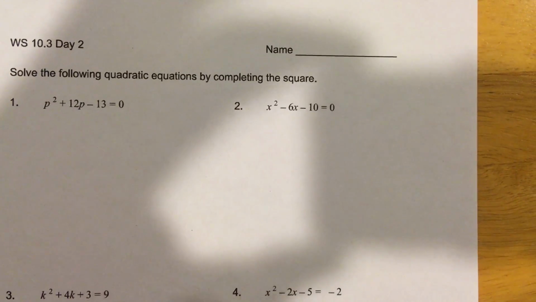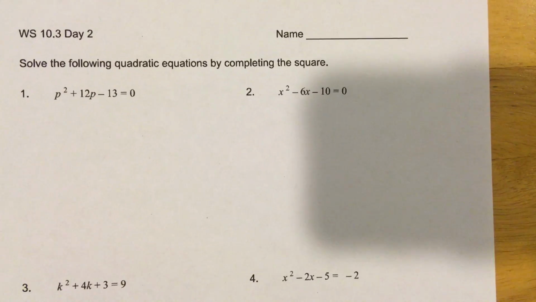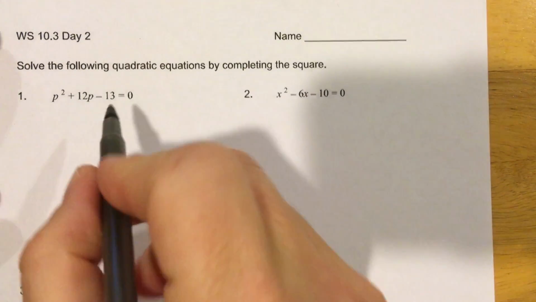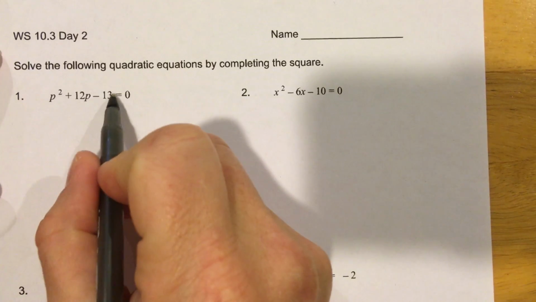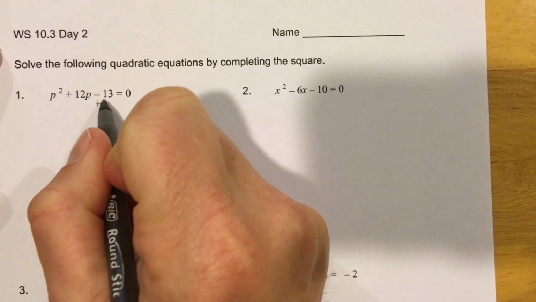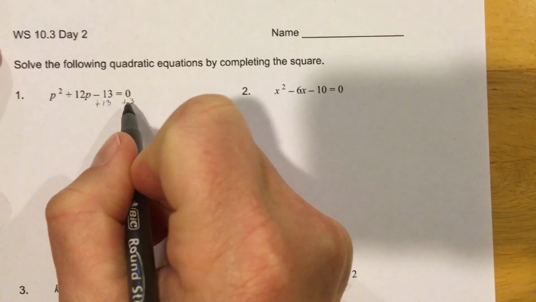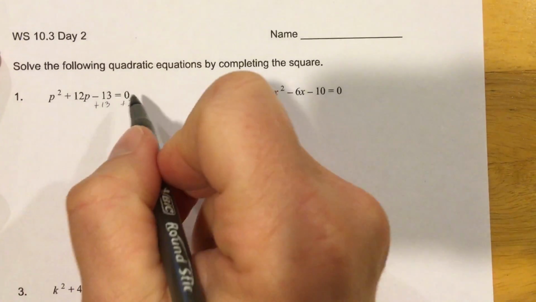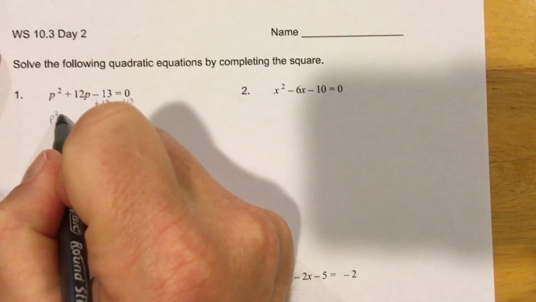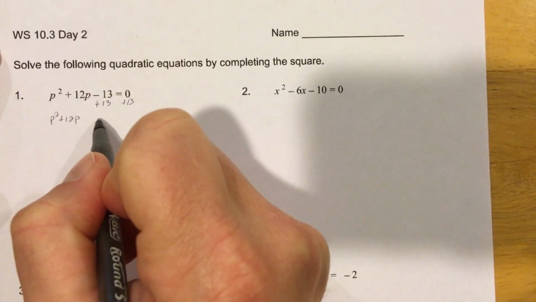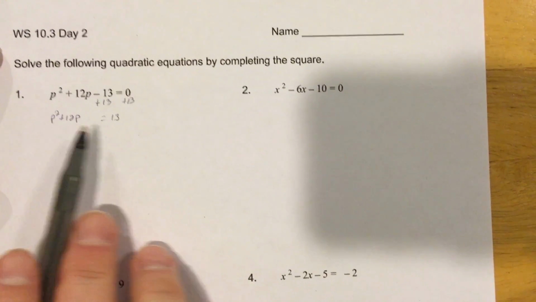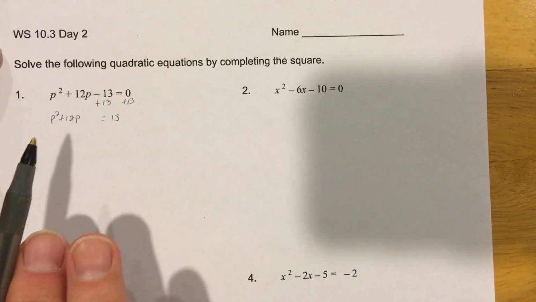All right, this is worksheet 10.3, day 2. We're going to walk you through the whole process on these problems. So the first step we always want to do is take this number here that's next to the p squared plus 12p. We just want to get rid of it, however you do that, to both sides. So in this case, we're adding 13 to both sides, and that's going to give us p squared plus 12p equals 13.